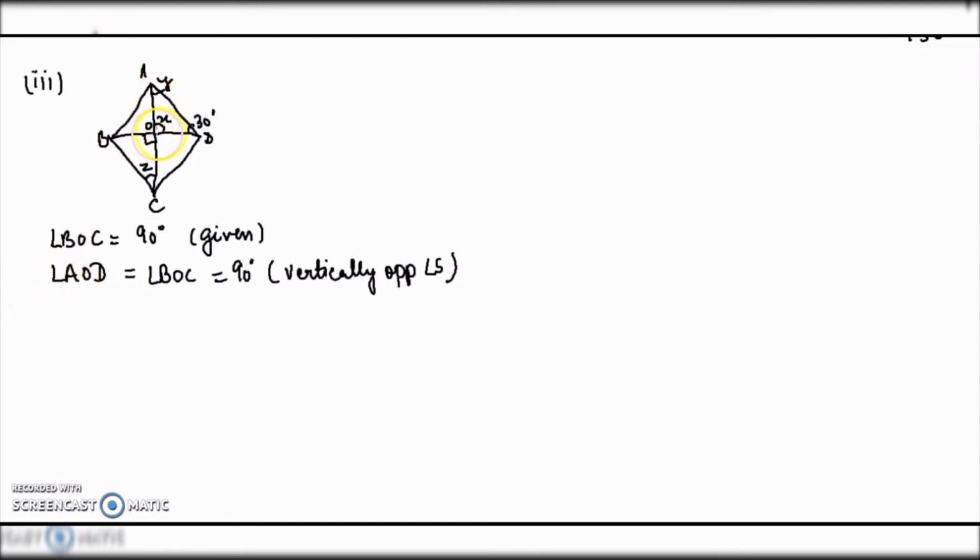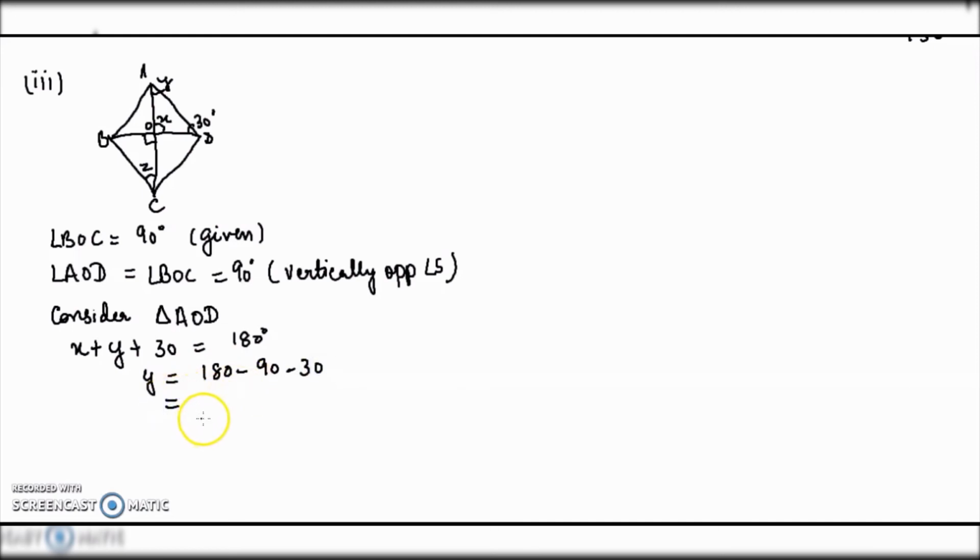Now, if you consider this triangle AOD, x plus y plus 30 together should add up to 180 degrees. I know the value of x, 90, and I know 30 degrees, so the third angle y I can find out. Subtract 180 minus 90 minus 30. So that will give you the answer: 60 degrees. Now z and y will be equal because they are alternate interior angles. So z also will be 60 degrees.